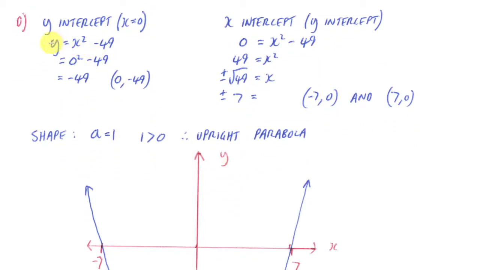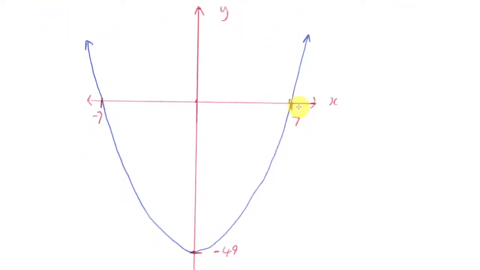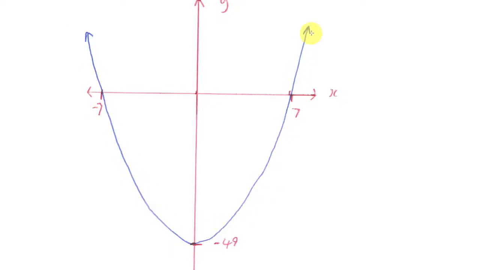Looking at D now, I had the equation y equals x squared take 49. So for my y-intercept, I just sub in x equaling 0 to get -49. I also know it's going to be upright in appearance because the value in front of the x squared is 1. For the x-intercepts, I just need to make y equaling 0, so I do that, and I produce positive or negative 7.